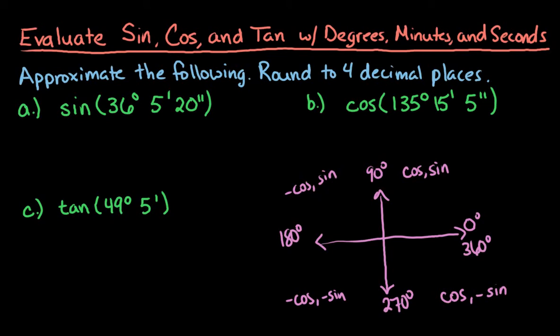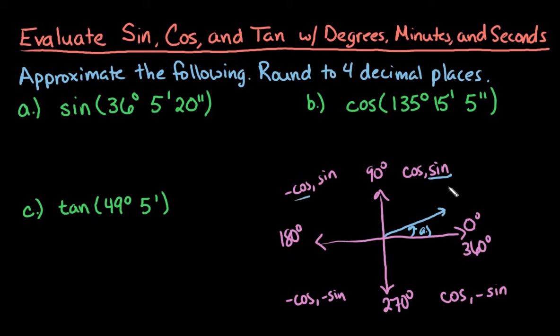So our first one, because it's 36 degrees, is between 0 and 90, so it would be somewhere in this quadrant. So for A, this one is going to be in quadrant 1, so we know that our sine should be positive. The second one is cosine, and it would go to 135, so it's going to be quadrant 2, so we should have a negative cosine.